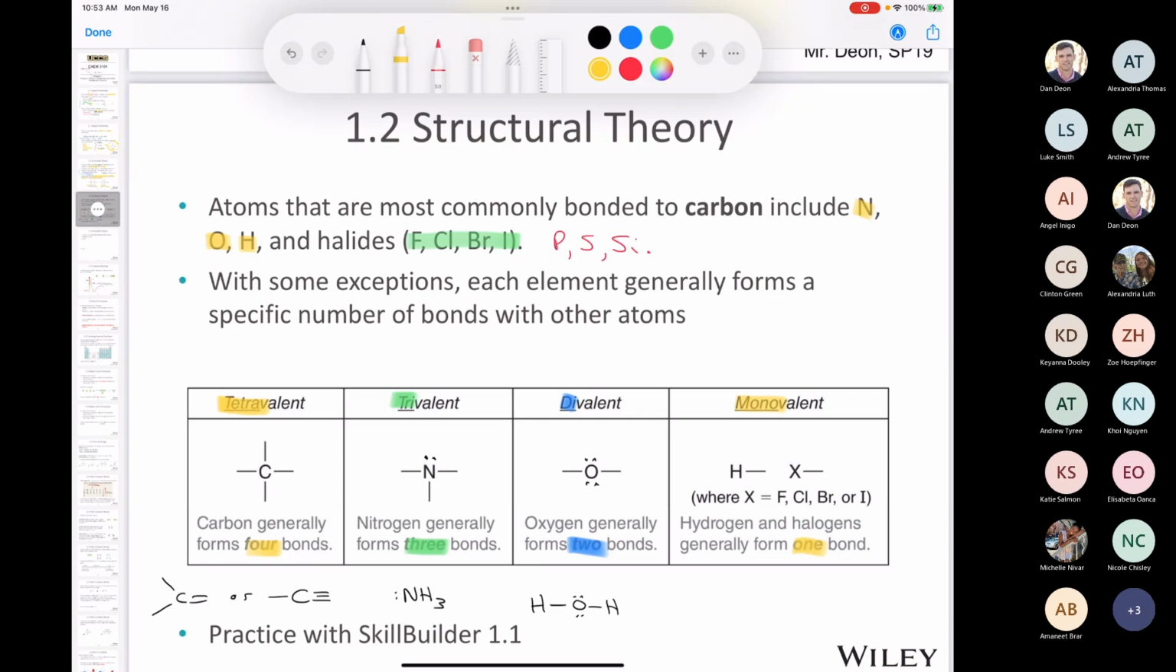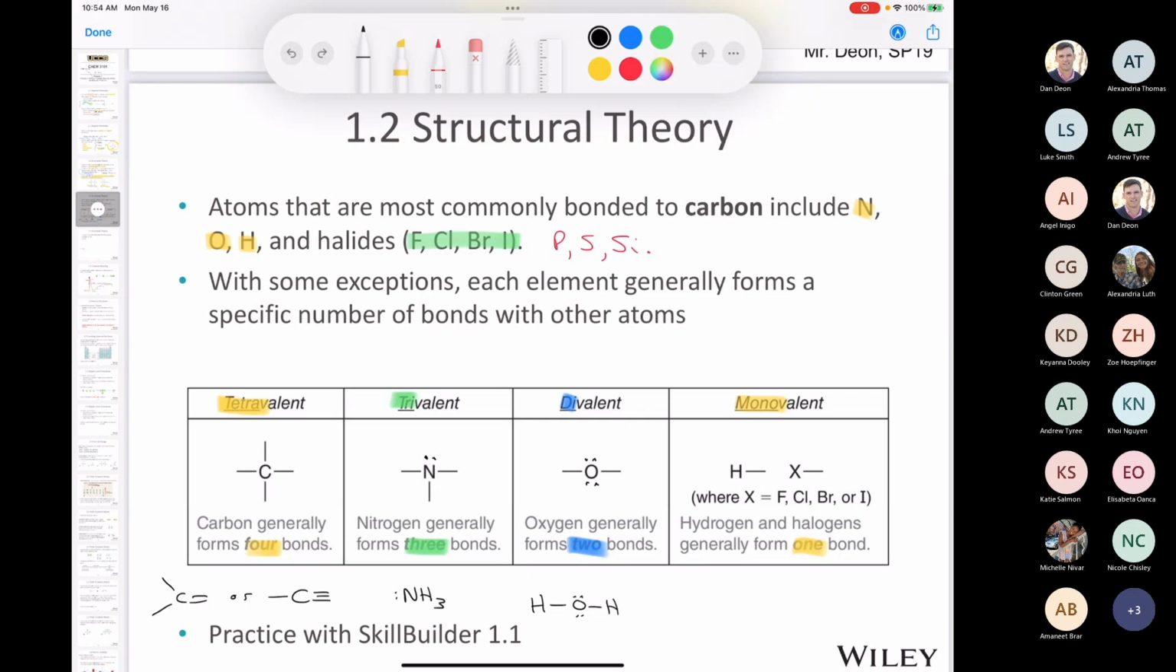In General Chemistry 1, you would have seen things like iodine heptafluoride or something like that, where the iodine or a bromine can be polyvalent. However, you will never, ever, ever see that in organic chemistry. It doesn't mean it doesn't exist, but it just doesn't come up in this class.